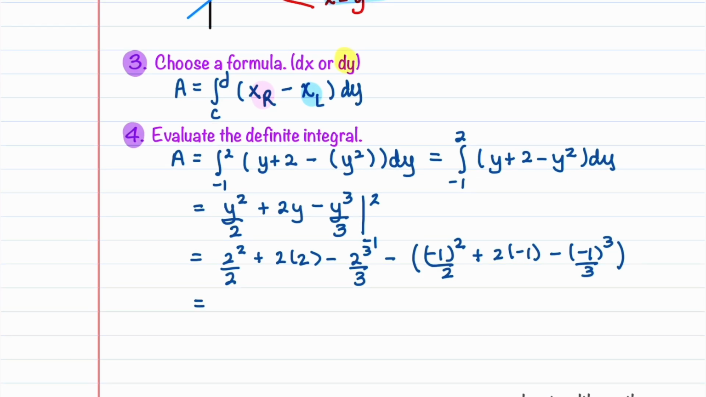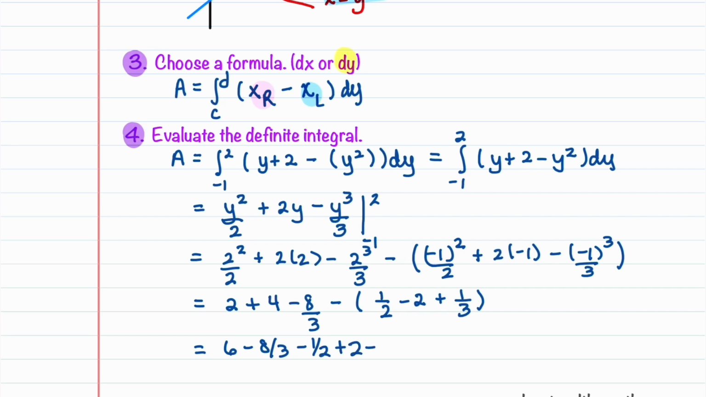Now let's see what this gives us. We have 4 divided by 2, so that's 2. And then we have 2 times 2 is 4. And then we have -8 over 3. And then for this next one, let's simplify what's in the parenthesis first. This is 1/2 minus 2 minus a -1 gives us a plus 1/3. This is equal to 6 minus 8 over 3 minus 1/2 plus 2 minus 1/3.